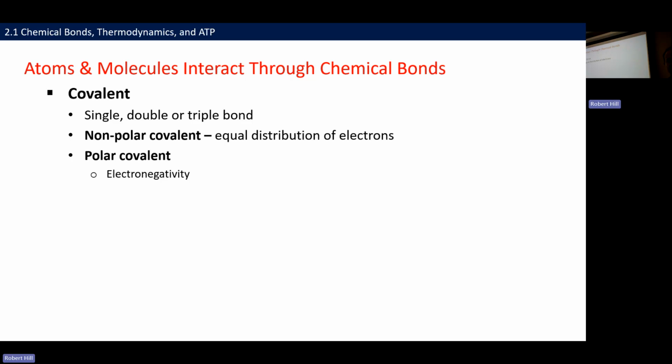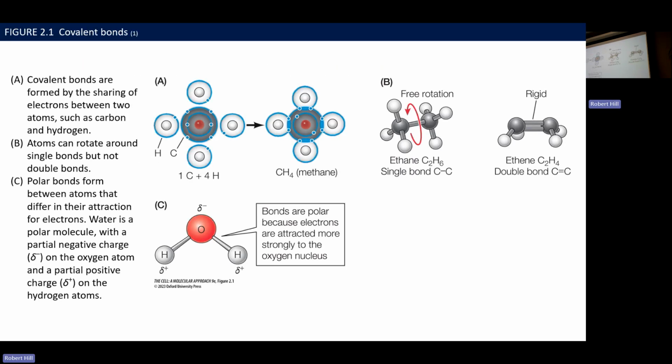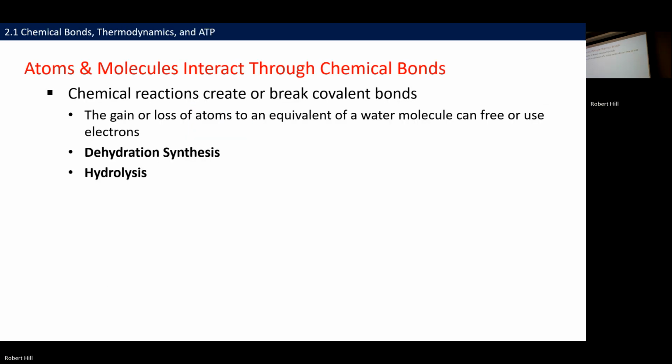But so these covalent bonds can be divided up into two different groups: non-polar covalent, where you have the equal distribution, and then polar covalent, where you have that electronegativity pulling electrons on one side of the molecule and creating two different charges across the molecule, or a change in charge across the molecule. All right, so now you can start to look at chemical reactions, right? For biologists, the two big ones are dehydration synthesis and hydrolysis.